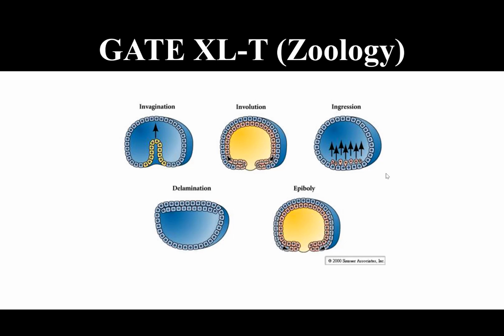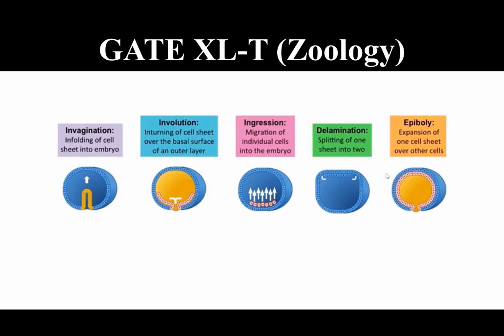You can refer to these images also when you're trying to solve this question, but for the sake of understanding, let's go over the definition of each. So invagination is basically infolding of cell sheet into the embryo. So you have this cell sheet here, which basically folds inside and moves inside the embryo.